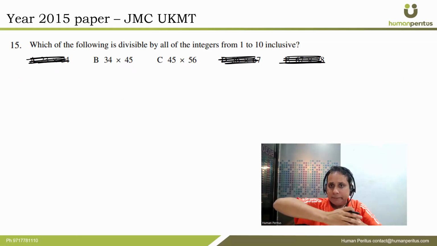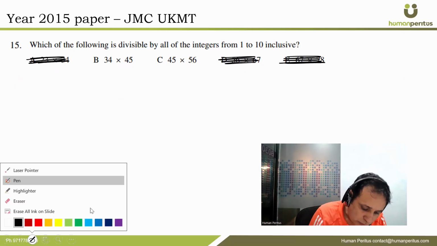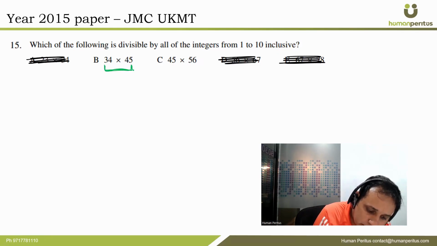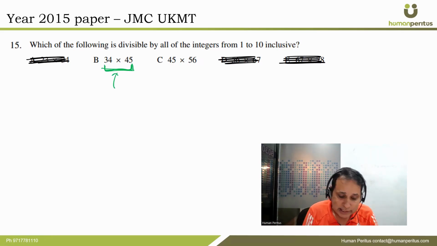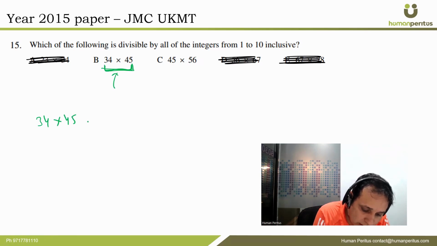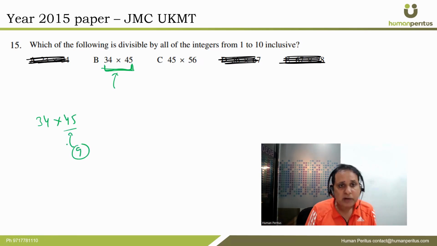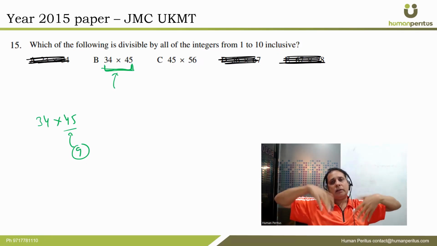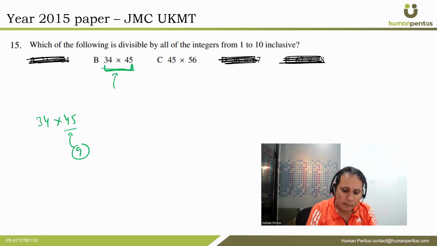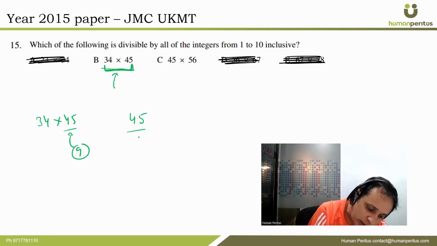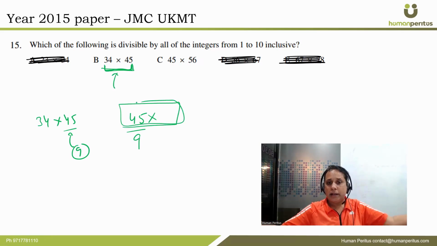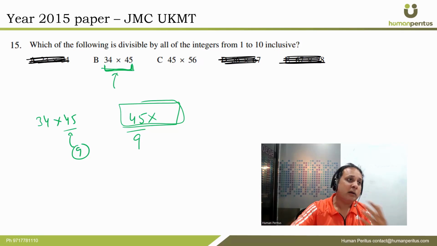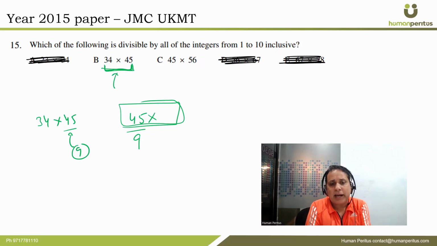Okay, now let's check for 9. So we have a multiple, and we want to find out whether this number is divisible by 9 or not. You can straight away see that in 34 and 45, 45 is divisible by 9, correct? Therefore, this number will be. Any multiple of 45 will always be divisible by 9, right? It will always happen. You can try it.